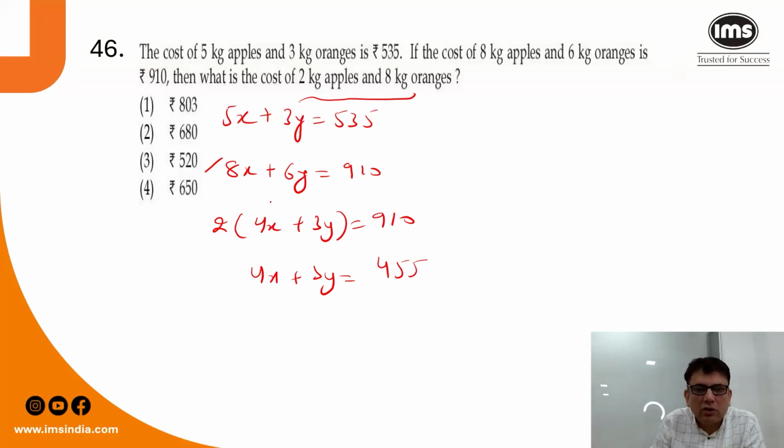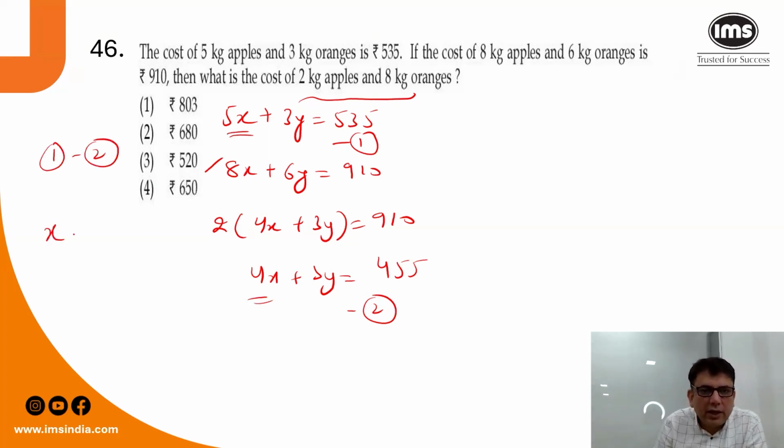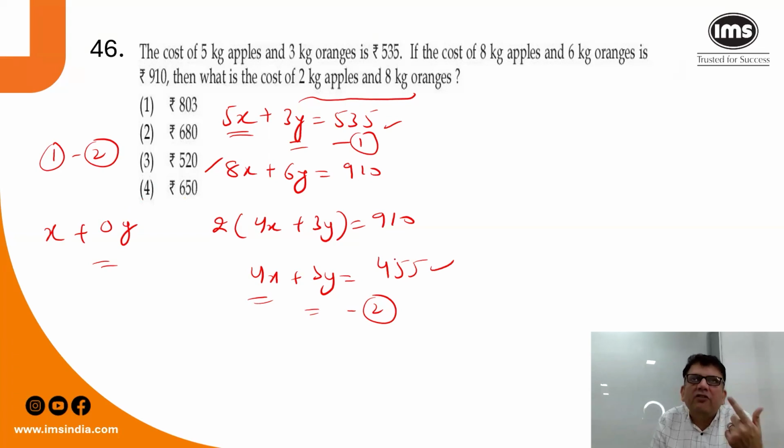Right, 4x plus 3y is equal to 55. Now see, this is the first equation, this is the second equation. I need to find 2 kg of apples and 8 kg of oranges. Let me subtract 1 minus 2. So 5x minus 4x is x, 3y gets cancelled, 0y, and 535 minus 455, 45 plus 35, which will be 80. So x is 80.